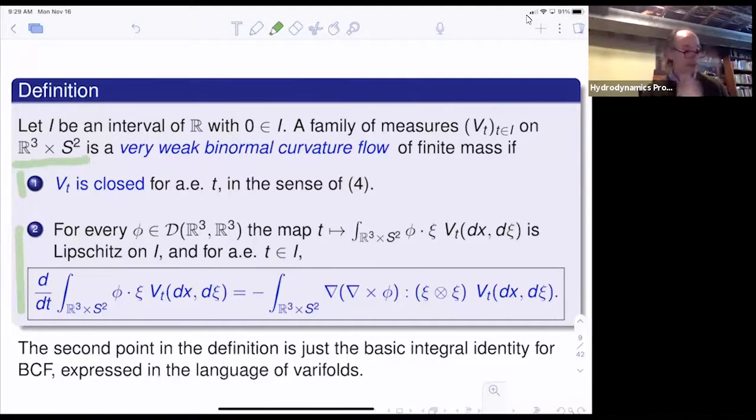And so here, C is a proxy for the tangent vector. When I integrate this, I evaluate phi at the point x, and I take the dot product with it, so sort of formally I'm taking the dot product of phi of x with the tangent vector. And on the right-hand side, I'm looking at this combination of second derivatives, and I take the dot product with the tensor product of the tangent vector with itself, which is exactly the earlier identity rewritten in this new language. Okay, so this is the weakest definition of binomial curvature flow.